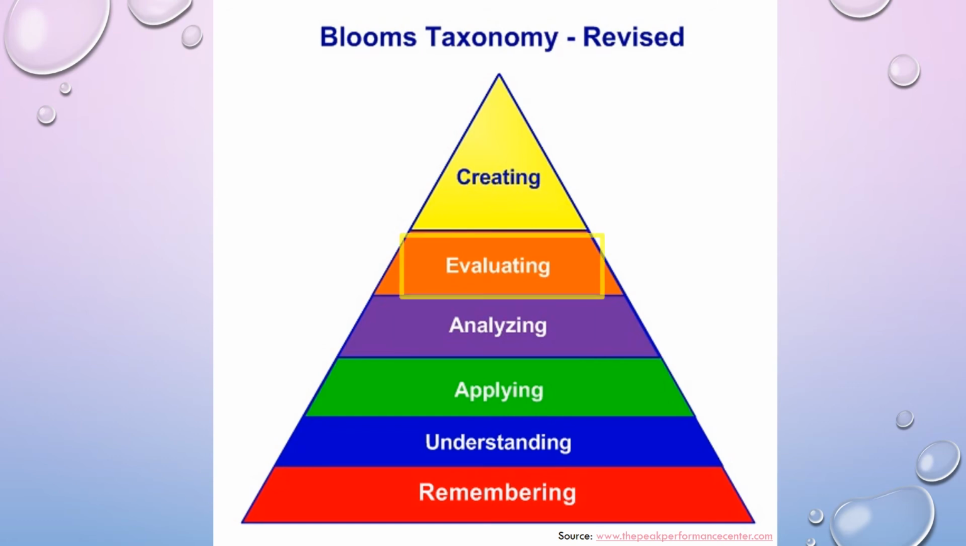The evaluating tier is defined as making judgments based on criteria or standards. For example, a teacher might ask students to detect inconsistencies or fallacies within a process or product, determine whether a scientist's conclusions follow from observed data, judge which of two methods is the best way to solve a given problem, and so forth. The ultimate goal of a teacher is to get all their students to the creating tier in Bloom's taxonomy.